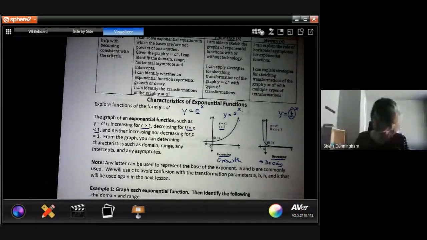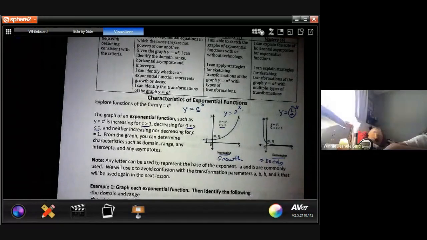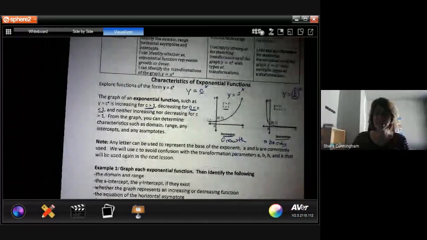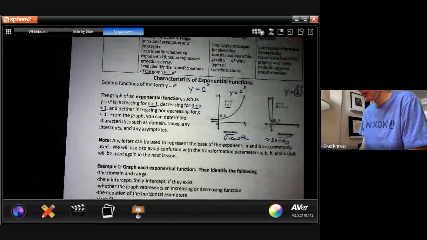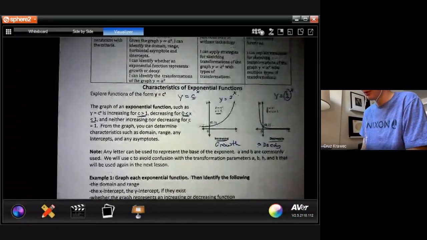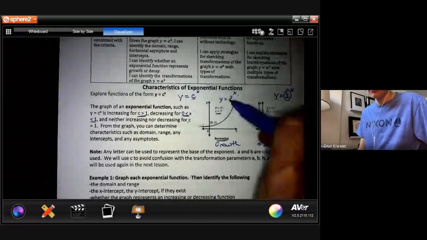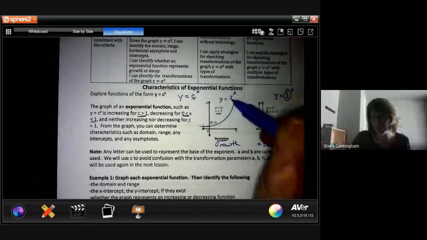Questions on that? Nothing at this point. So if it's a decimal like that, it's decreasing, and anything above 1 is increasing? Right, essentially. I could have put this as a decimal, like 2.1, and it would still be considered increasing, right?